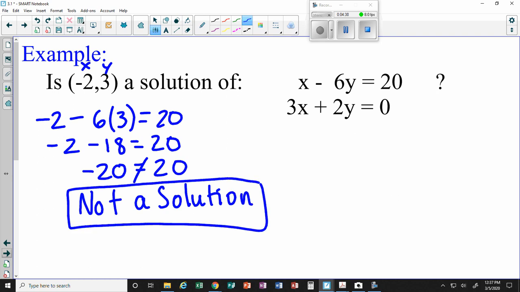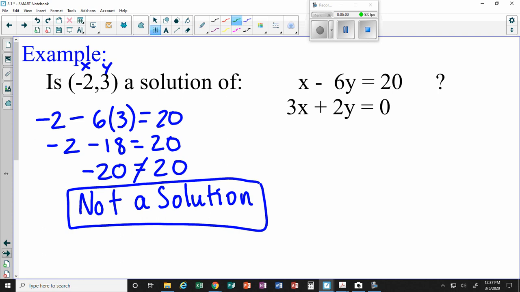Now, it doesn't matter if you plug it in and it works for the other one. It's got to work for both to be a solution. Now, once we start getting into three equations, three variables, you got to plug it into all three and see if it works for all three. Okay? Does that make sense?